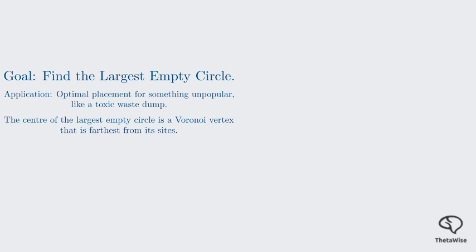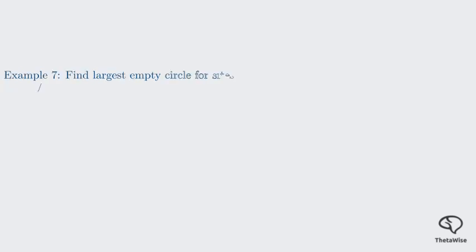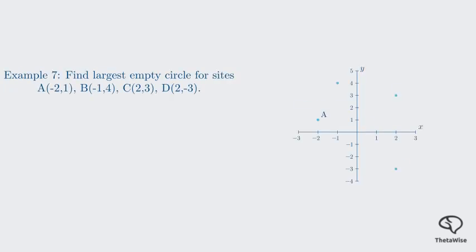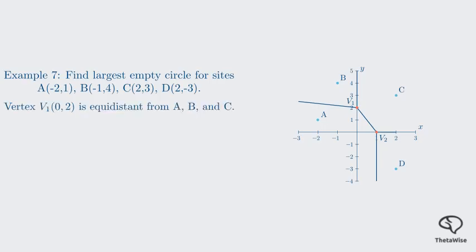Let's work through an example. Here we have the sites A(2, -1), B(-1, -4), C(2, 3), and D(-2, 3). The diagram has been drawn for us, and its vertices are labeled as V1 and V2. First, let's analyze vertex V1. It's formed by the cells of sites A, B, and C, meaning it is equidistant from these three sites.